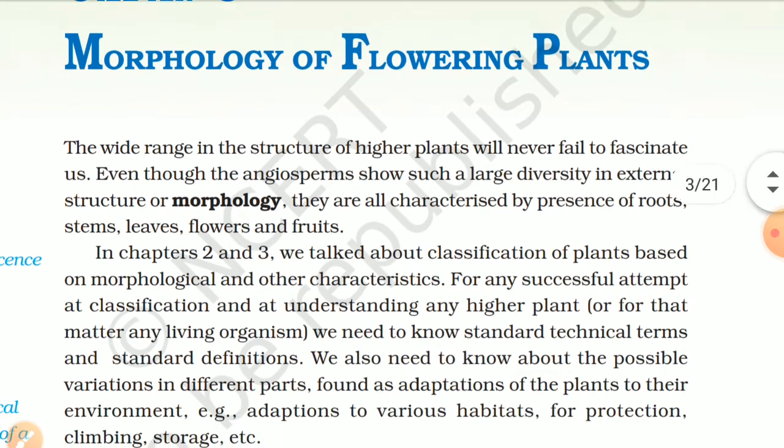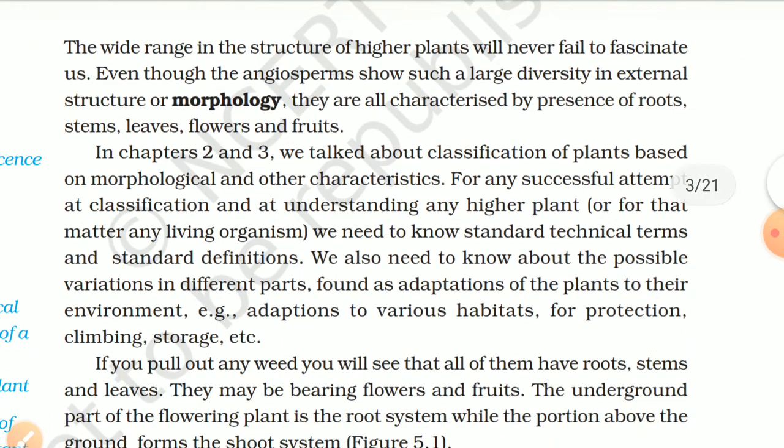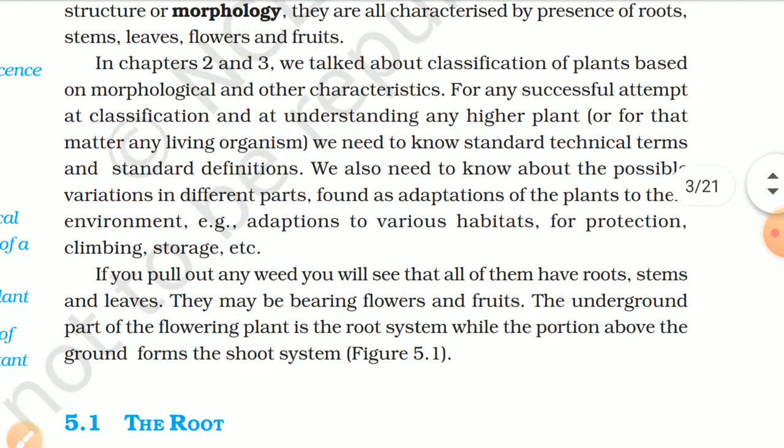In chapters 2 and 3, we talked about classification of plants based on morphological and other characteristics. For any successful attempt at classification and at understanding any higher plant, or for that matter any living organism, we need to know standard technical terms and standard definitions. We also need to know about the possible variations in different parts found as adaptations of the plants to their environment. Example: adaptation to various habitats for protection, climbing, storage, etc.